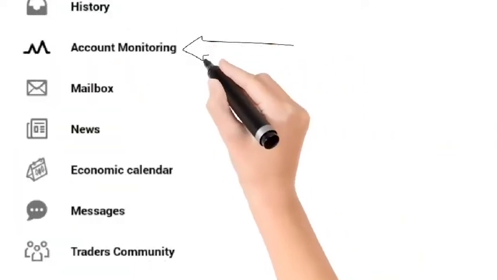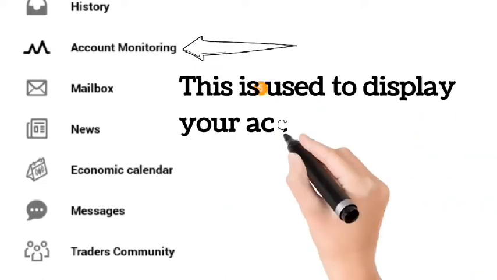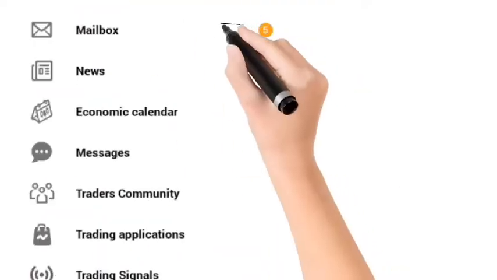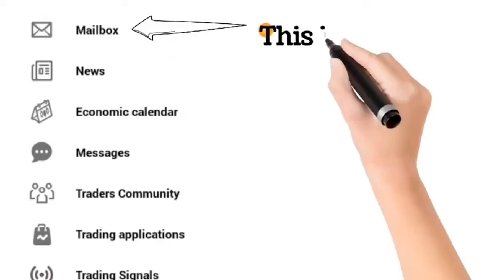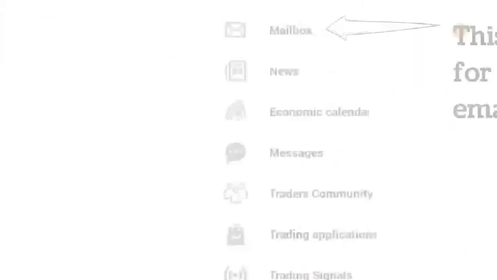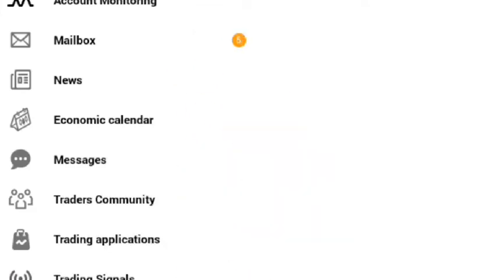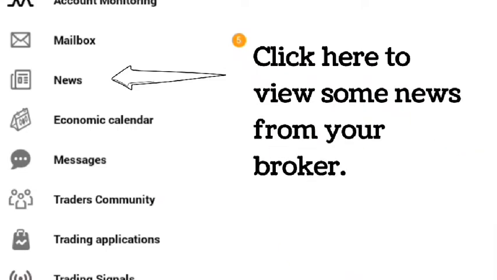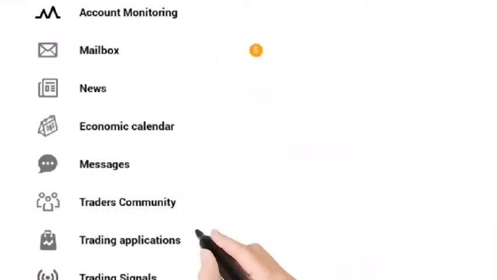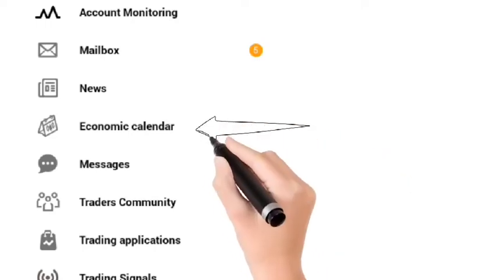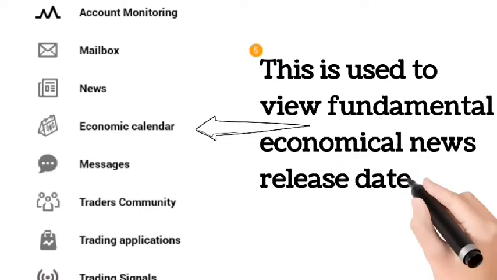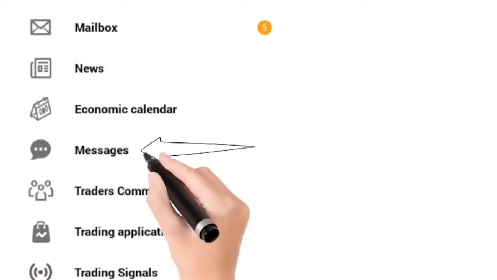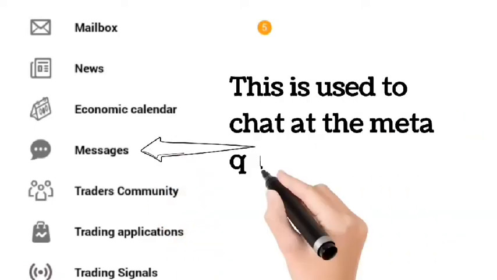This is used to display your account activities on the MetaQuotes website for copy trading. This is your inbox for MetaQuotes emails. Click here to view some news from your broker. This is used to view fundamental economic news release dates. This is used to chat in the MetaQuotes community.